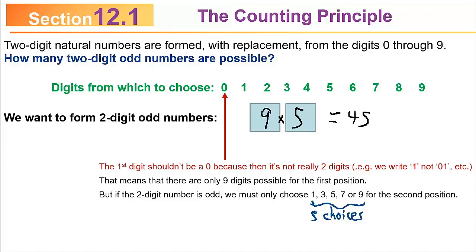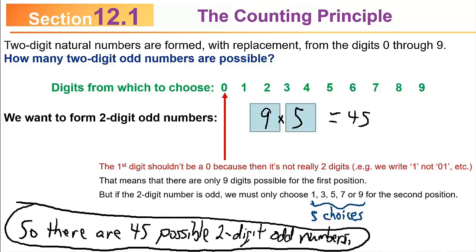So this one was a little trickier because if you wanted it to be a true two-digit number, you didn't want the 0 to appear in the first position, so you had to choose from 9 instead of 10. And for the second position, you wanted it to be odd, so you could only choose from the odd numbers, and there are only 5 odd numbers up there: 1, 3, 5, 7, and 9. A little different, but the same idea. So there are 45 possible two-digit odd numbers.